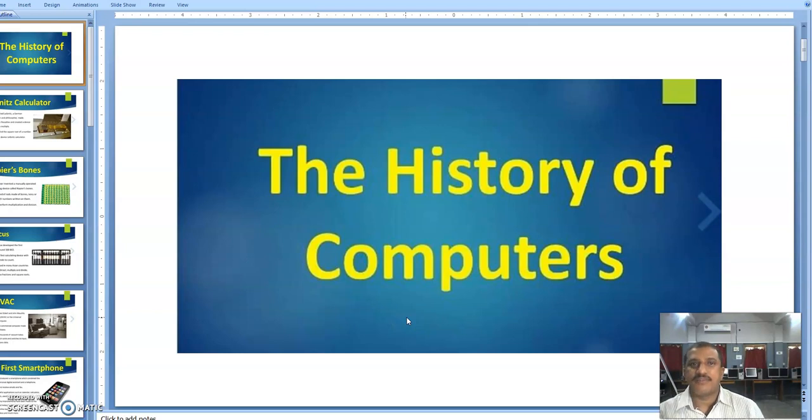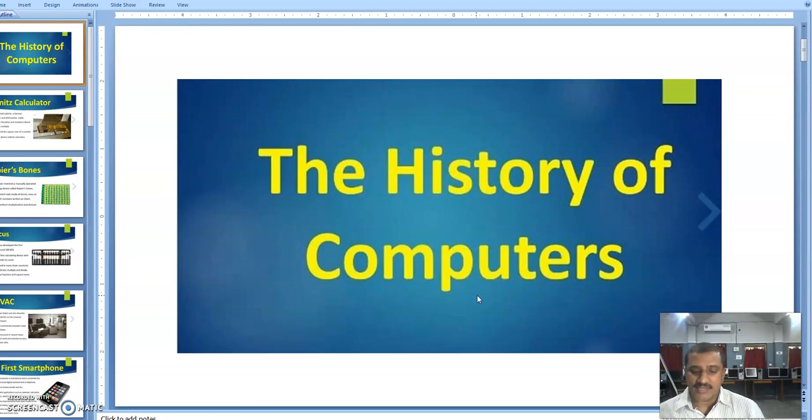Now, myself, Ramana Reddy, and I am going to teach computer science. In the 5th class, the first lesson of computers is evolution of computers, or the history of computers. In this lesson, we are going to deal with early calculating devices, generation of computers, future of computers, types of computers, characteristics of computers.